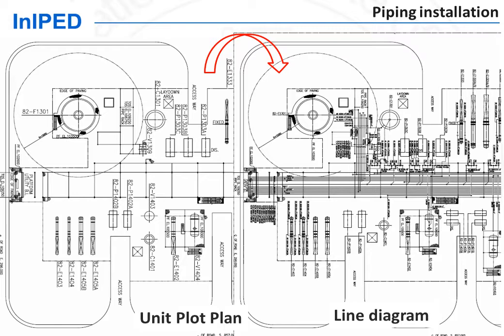Let's start with piping installation. Piping routing activities start once the equipment positions have been fixed, i.e., once the unit plot plan has been issued. Piping uses this drawing as a background to draw each and every line as a single line. This is called the line diagram. It shows the routes of all the lines, and therefore it is sometimes called the piping routing drawing.